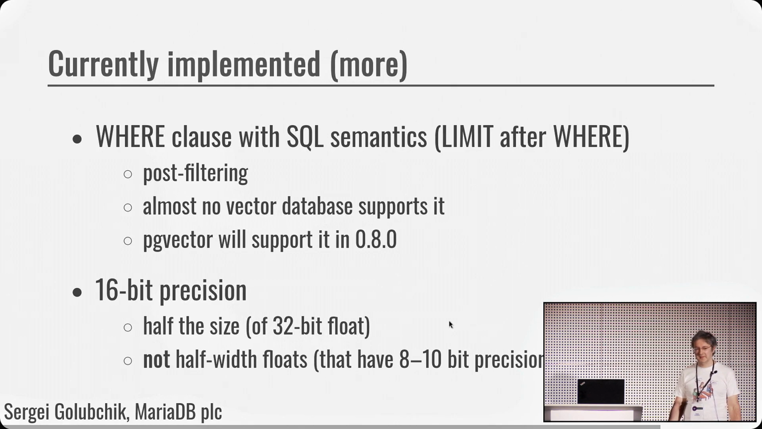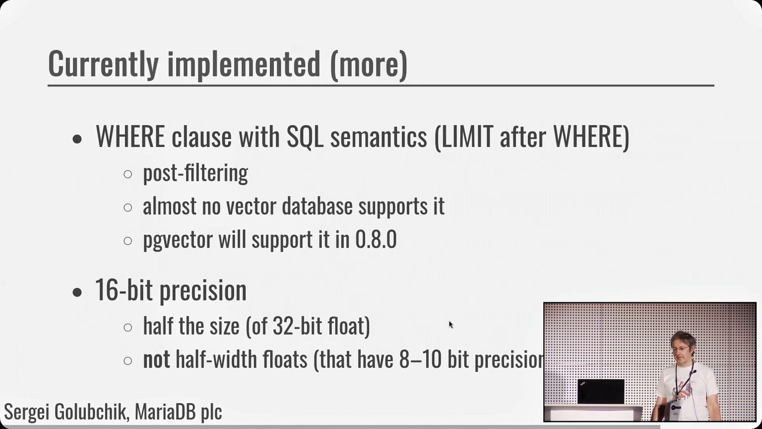That is, all algorithms for vector search work in a way of, give me this many nearest neighbors. And they'll find you this many, like 5 or 10 nearest neighbors. And if you apply the where clause after finding 10 neighbors, you might have less than 10, like 5 or 1, or maybe none of them will pass the where clause. And that's why vector databases don't support this intuitive thing with the where clause with the SQL semantics, and in MariaDB we support it. And pgvector will support it in the next release as well.